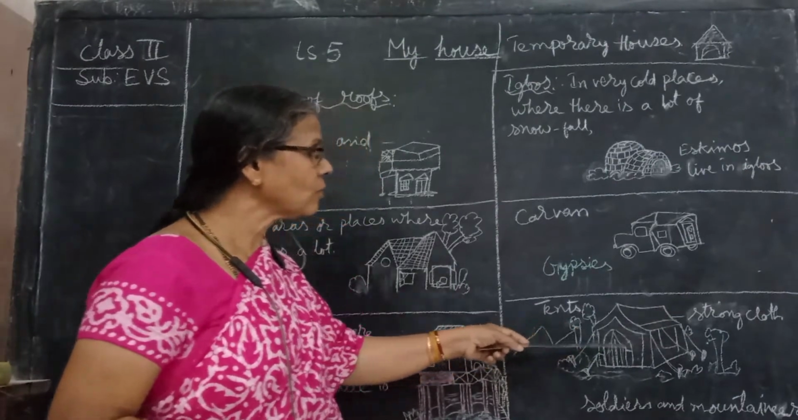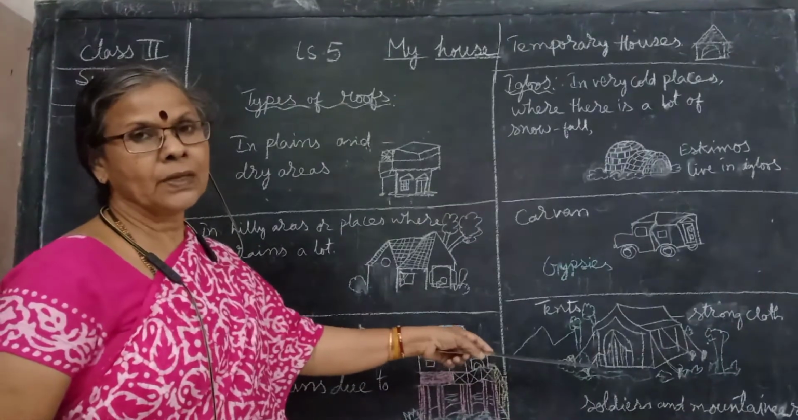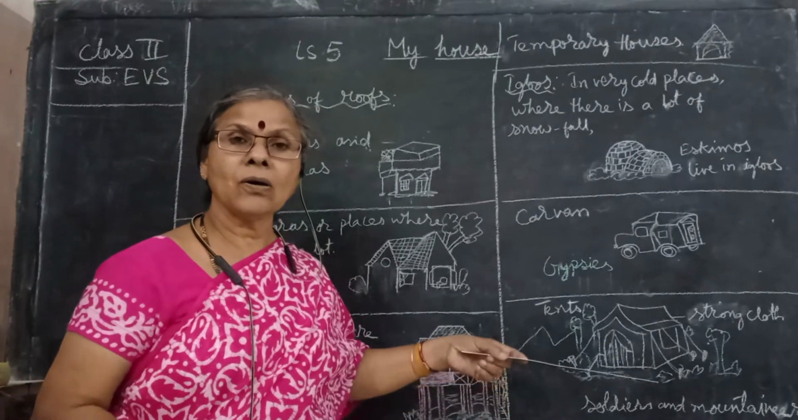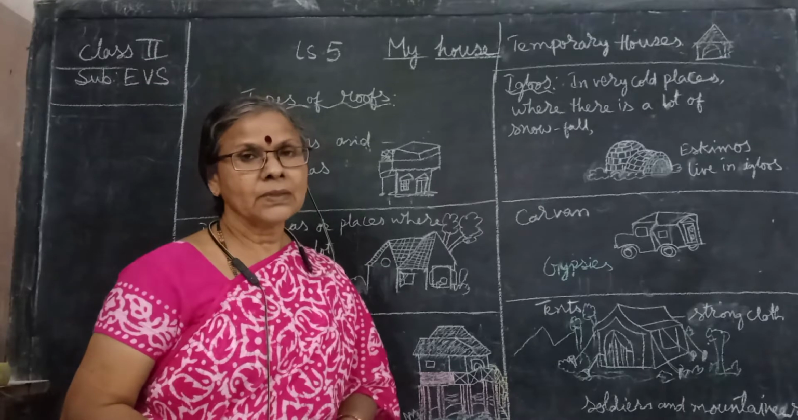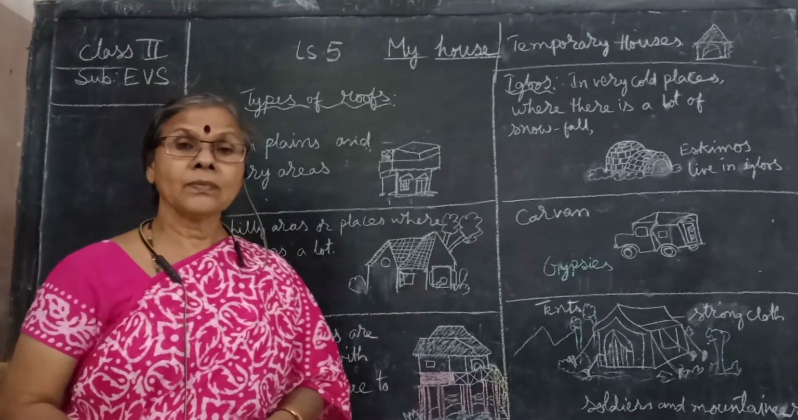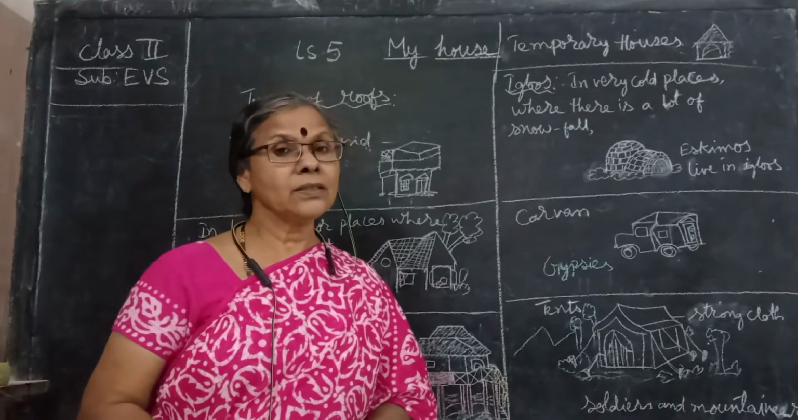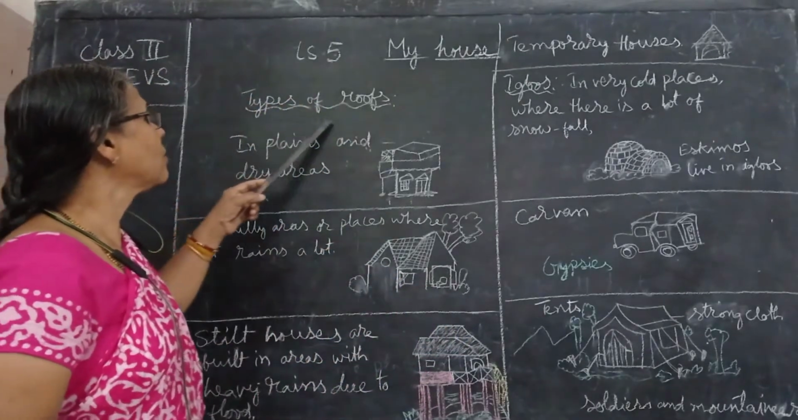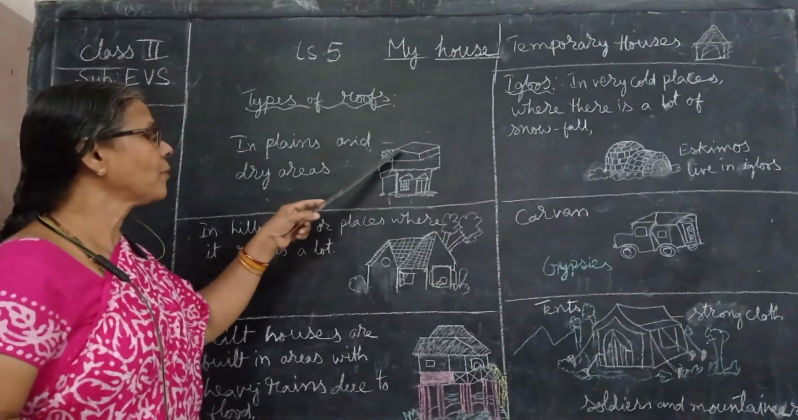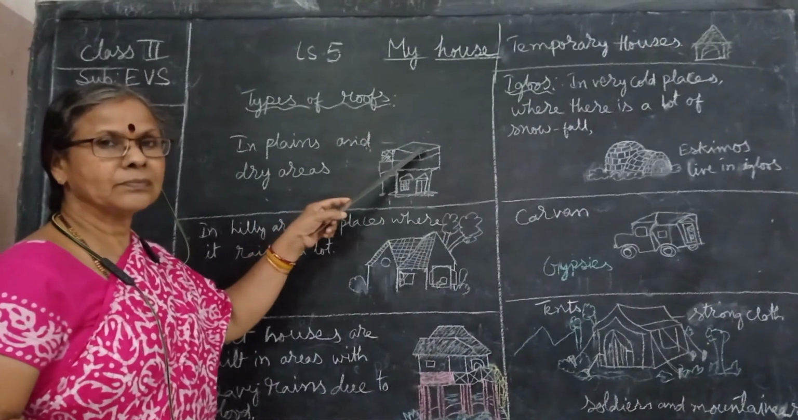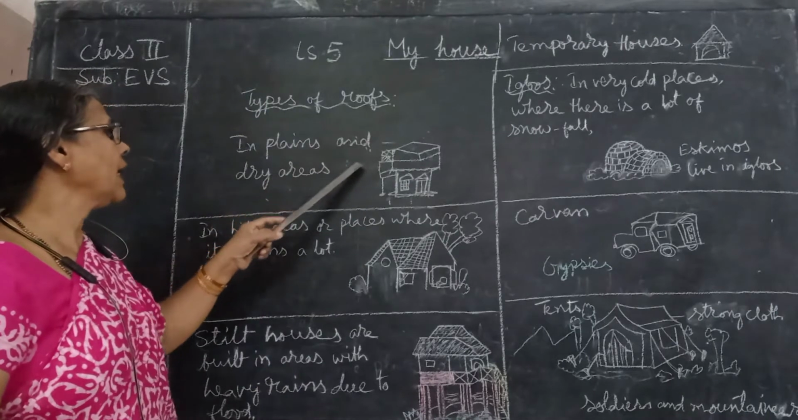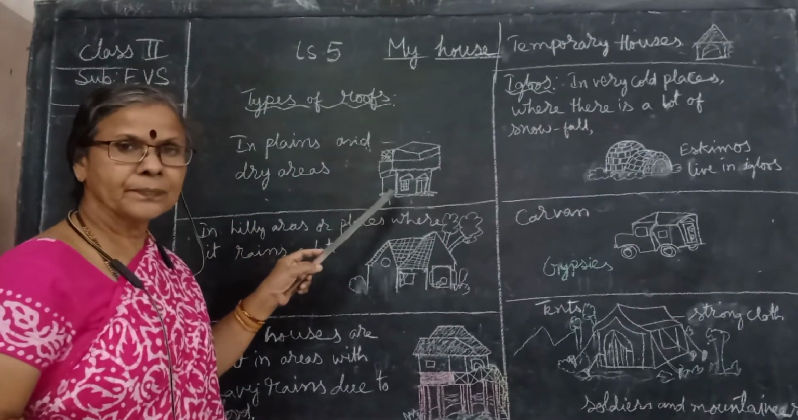You can see the roofs are different, and the materials used in these types of houses are different, isn't it? In the pakka house we use cement, iron, wood, sand. These things are being used. But here in the types of roofs, can you see this type of roof? It is flat. Where will it be built? It is built in plains and dry areas.